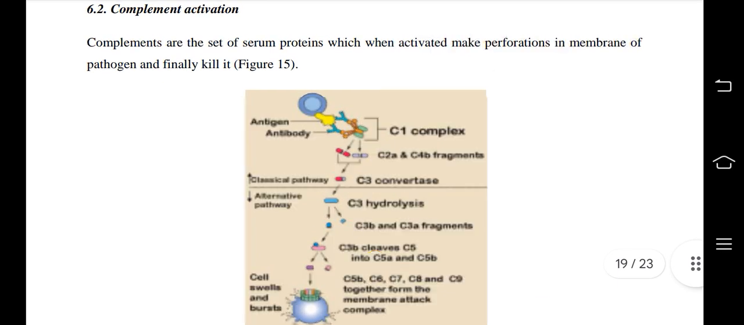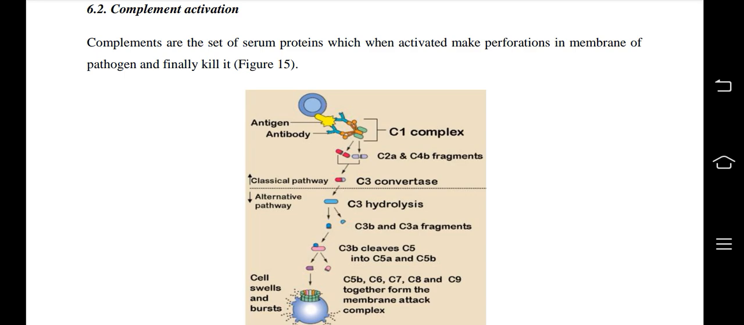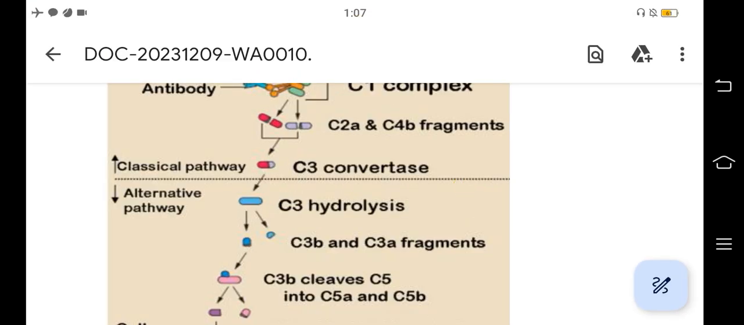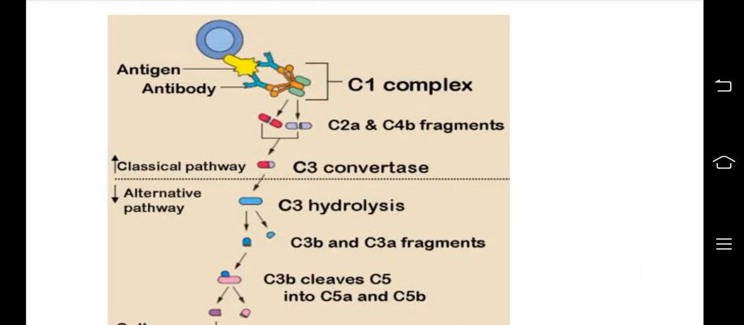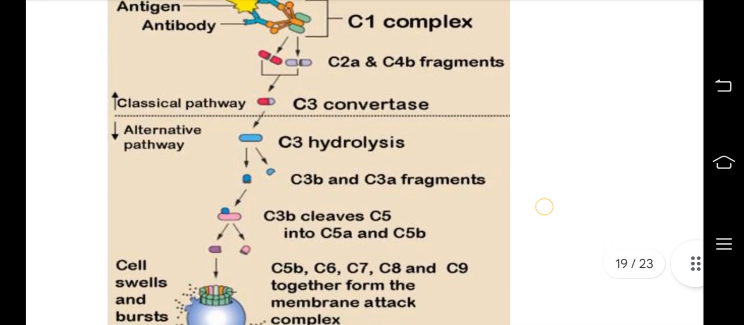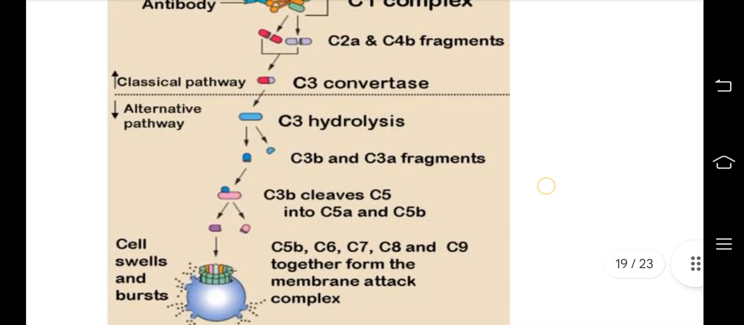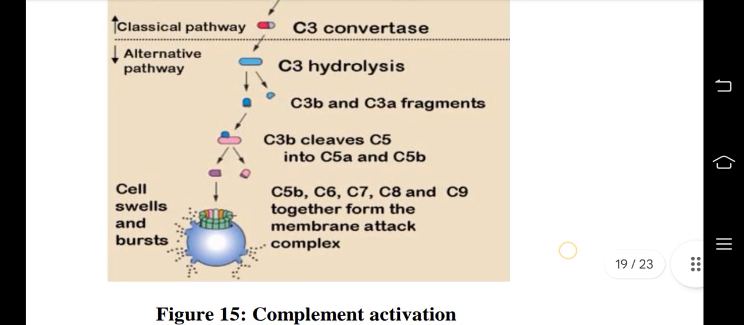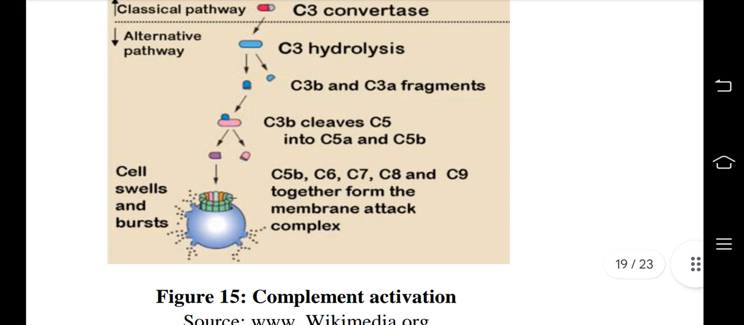Complement activation. Complements are the sets of serum proteins which, when activated, make perforations in the membrane of the pathogen and finally kill it. Antigen-antibody C1 complex, C2a and C4b fragments, classical pathway C3 convertase, alternative pathway C3 hydrolysis, C3b and C3a fragments. C3b cleaves C5 into C5a and C5b, the cell swells and bursts. C5b, C6, C7, C8 and C9 together form the membrane attack complex.